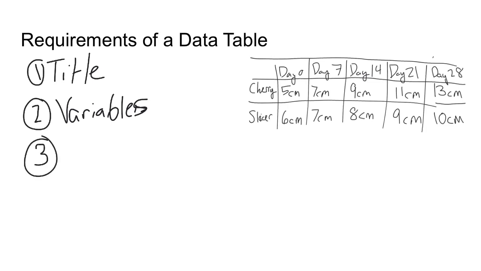The third requirement that we should have for data tables is we should also have units. So for each of these variables, we're measuring them somehow. In John's data table, he was measuring the height by measuring in centimeters. Centimeters would be the unit for height. And he was measuring time by the day that went by. Okay, so that's how he was measuring that.